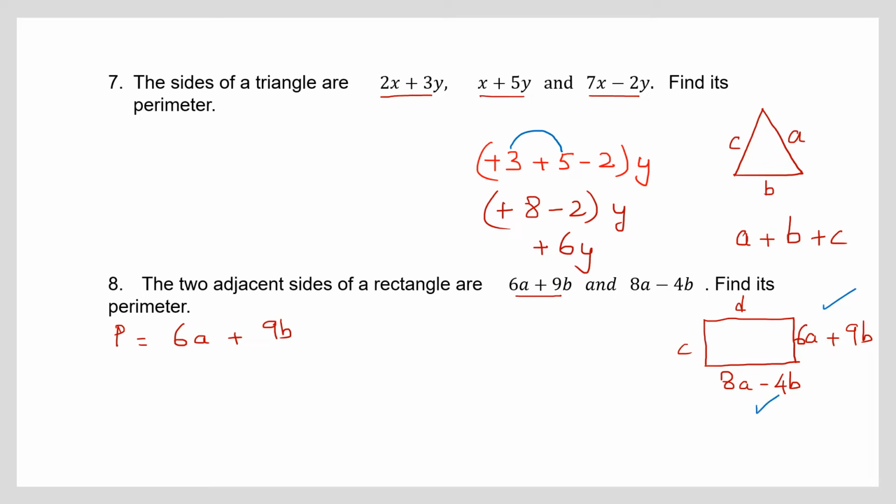Now let me write this down. So I have the next side 8A minus 4B. Now I need to write all sides. Now what is the measurement of side C? It is the same as the opposite side, 6A plus 9B. So I've written that. What about side D? It's same as the opposite side, which is 8A minus 4B.